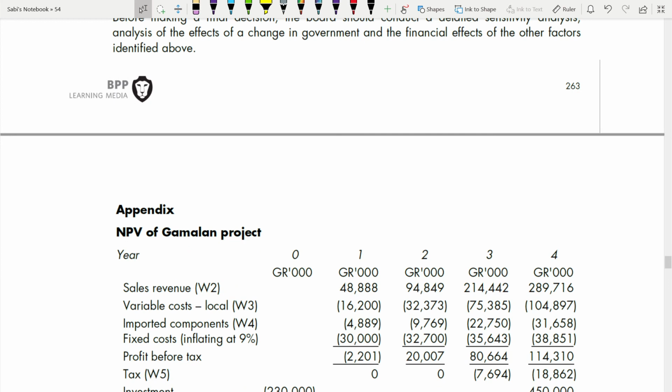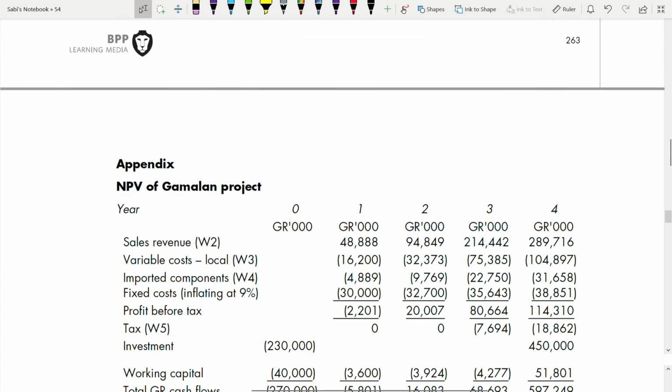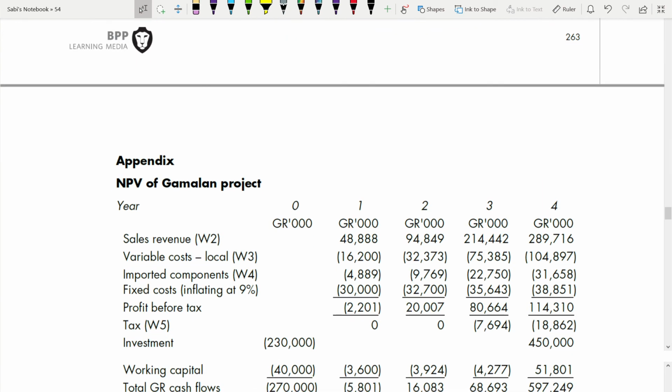Now let's directly move towards the appendix, because without the appendix, without our calculations, if I explain the report or start reading the report, it will not make any sense to you. Okay, now the first thing is the net present value of the Gamalian project. What do you have to do?